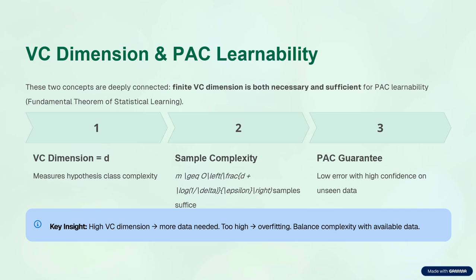Next, VC dimension and PAC learnability. These two concepts are deeply connected. Finite VC dimension is both necessary and sufficient for PAC learnability. VC dimension helps determine the amount of training data needed for learning, while PAC learning explains the probability of achieving accurate prediction. If the VC dimension is too high, the model may memorize training data and fail to generalize properly. Therefore, balancing model complexity is very important.